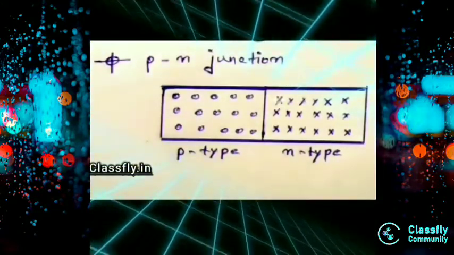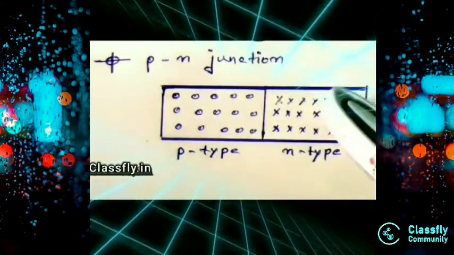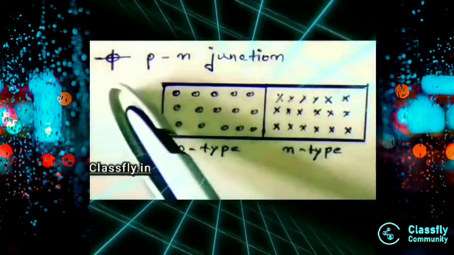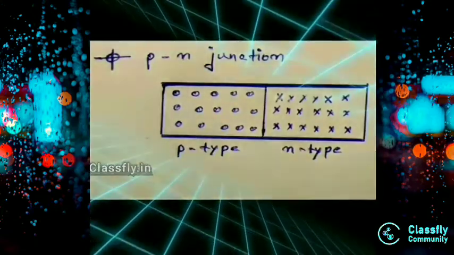Now we will know about the p-n junction. A p-n junction is basically a p-type and n-type combination, and so it is called a p-n junction.